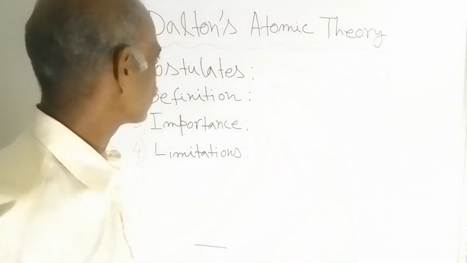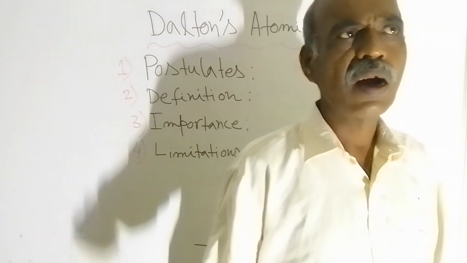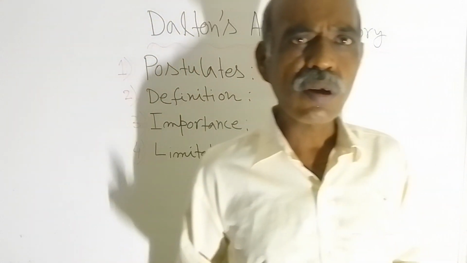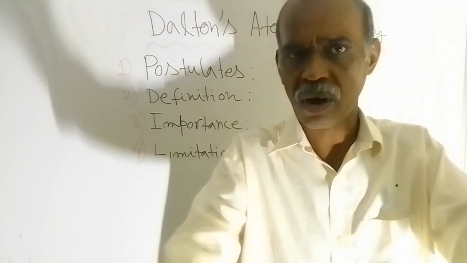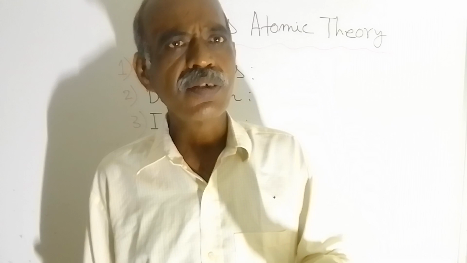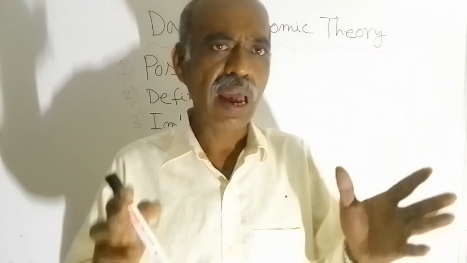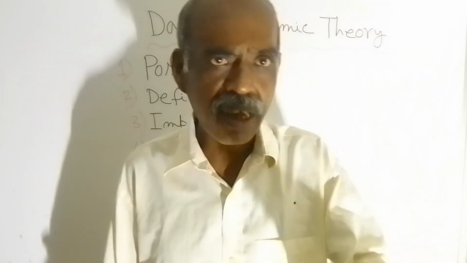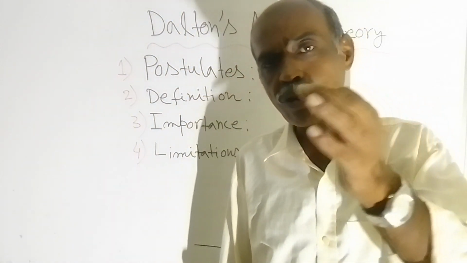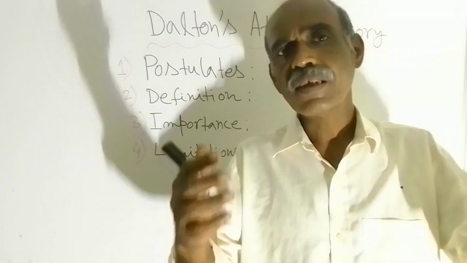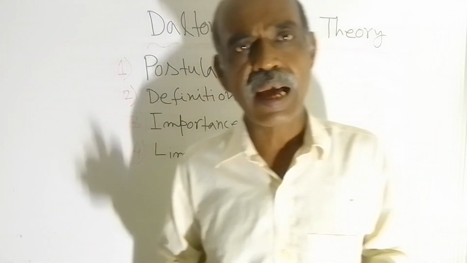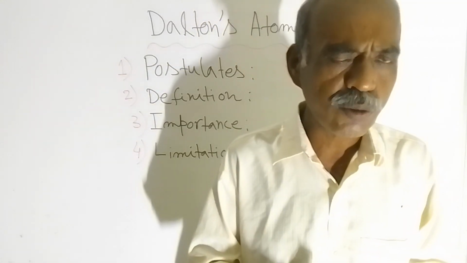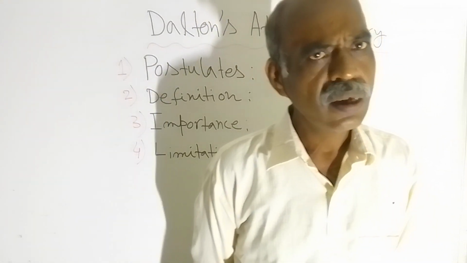Which theory? Dalton's atomic theory. What are the postulates? Each and every matter is composed of small particles, and smallest particles, not just small particles. The smallest particles of any element are called atoms. What kind of atoms? Simple atoms, because there are compound atoms also. The smallest particles of any compound will be called compound atoms. Simple atoms for elements and compound atoms for compounds. This is the first.